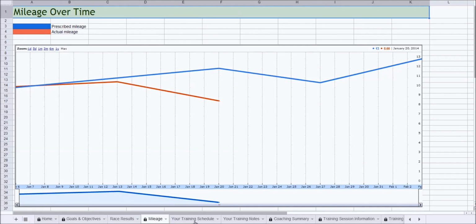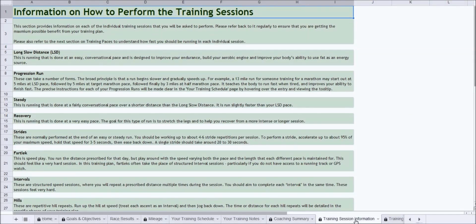Now I'm going to come back to the training schedule and the training notes and the coaching summary in a minute. And first of all, I'm going to skip to the supplementary information towards the end of the training plan. Let's take a look at the training session information.